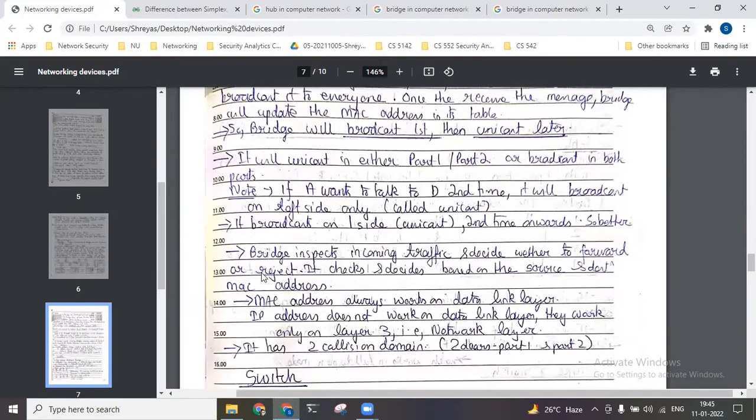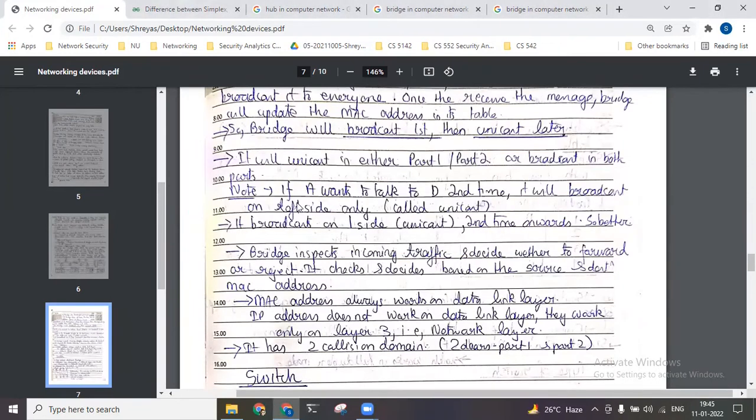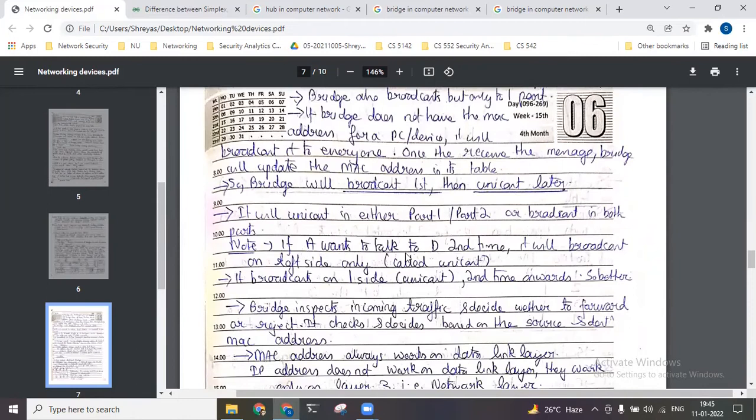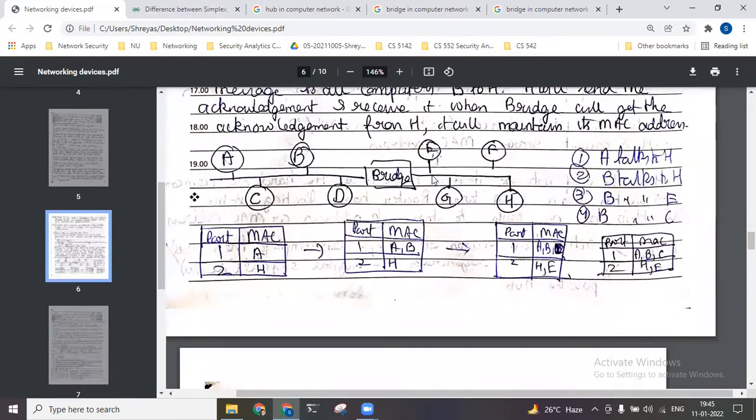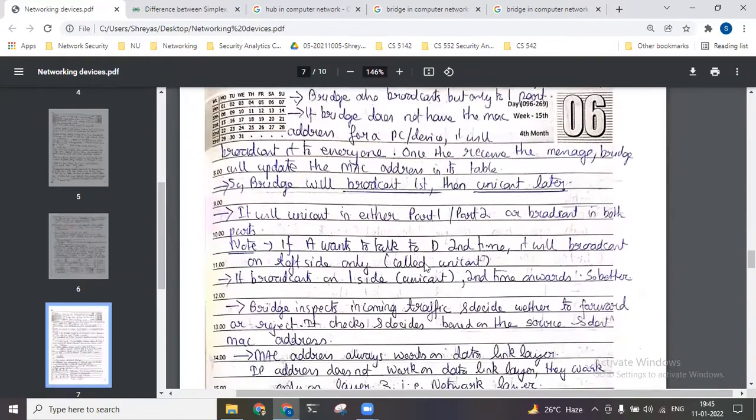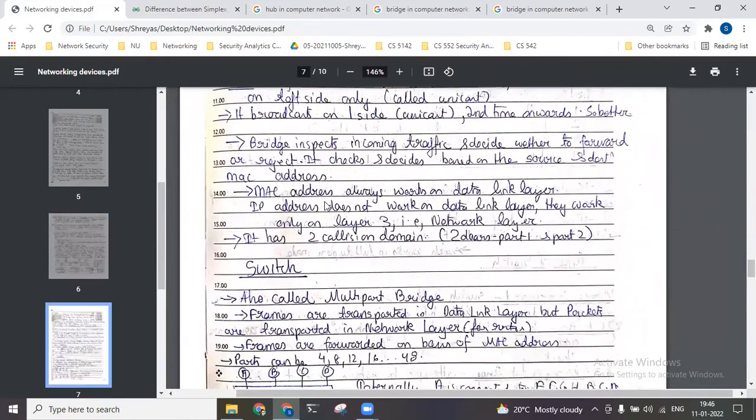This is explained over here again. Sorry for this. If A wants to talk with D the second time, as I told, just as an example, it will broadcast only on the left side. Actually, that's not D, that's E. Sorry for the typing mistake over here. So if A wants to communicate with device E, it will broadcast only on this particular right side. And if it wants to communicate with D, it will broadcast only on the left side. This broadcasting on a single side is called unicasting. That's the thing to remember over here.